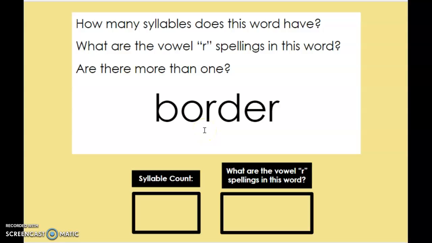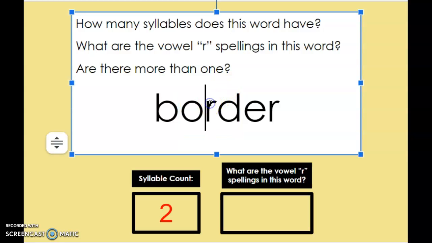Our first word is border. Let's figure out how many syllables this word has. Border, border. 1, 2. 2 syllables. So I'm going to put a 2 in this box. Then we need to figure out what are the vowel R spellings in this word. Do we see a vowel R syllable? I definitely do. I see one here.